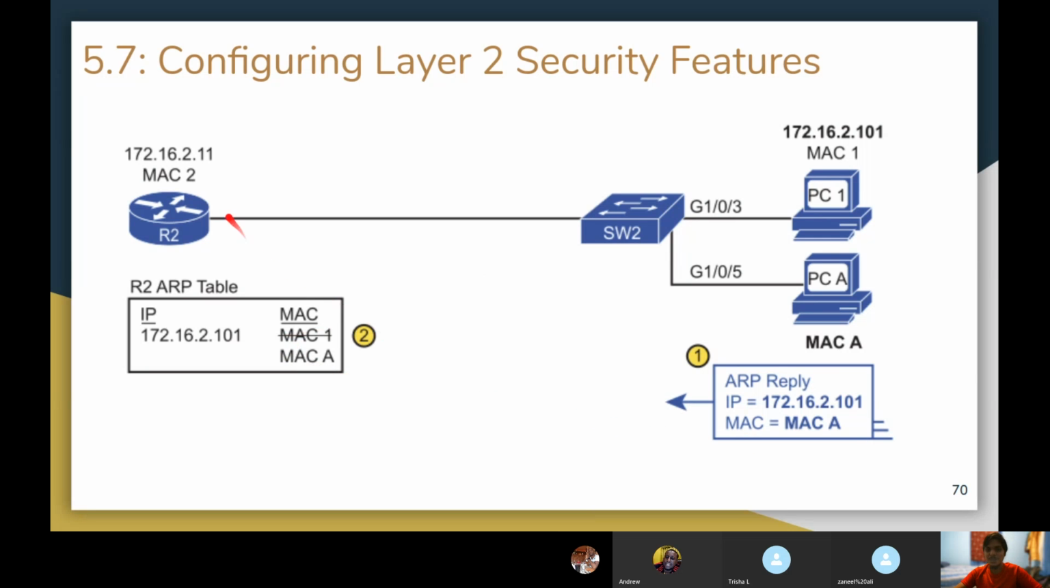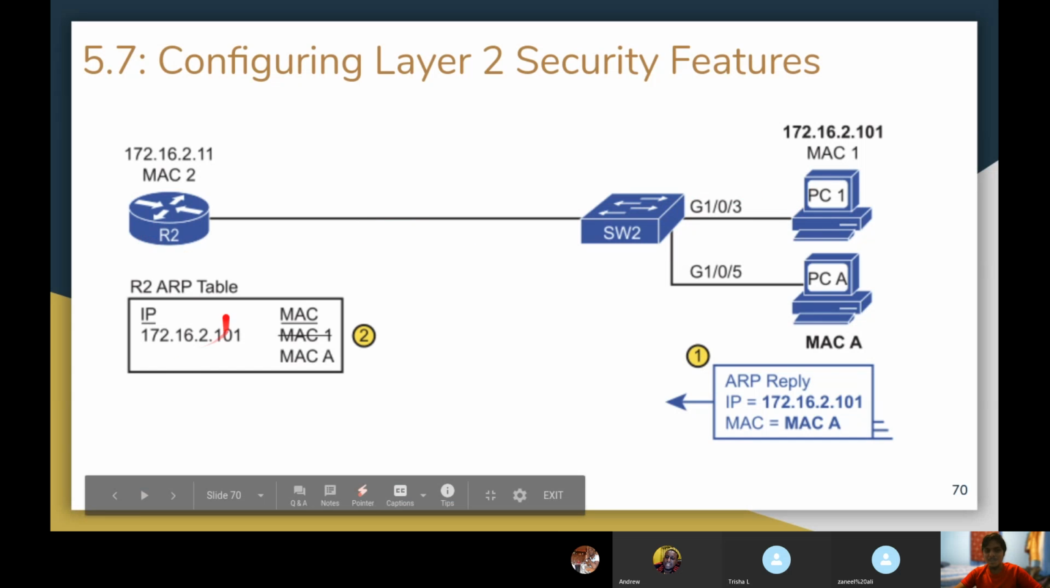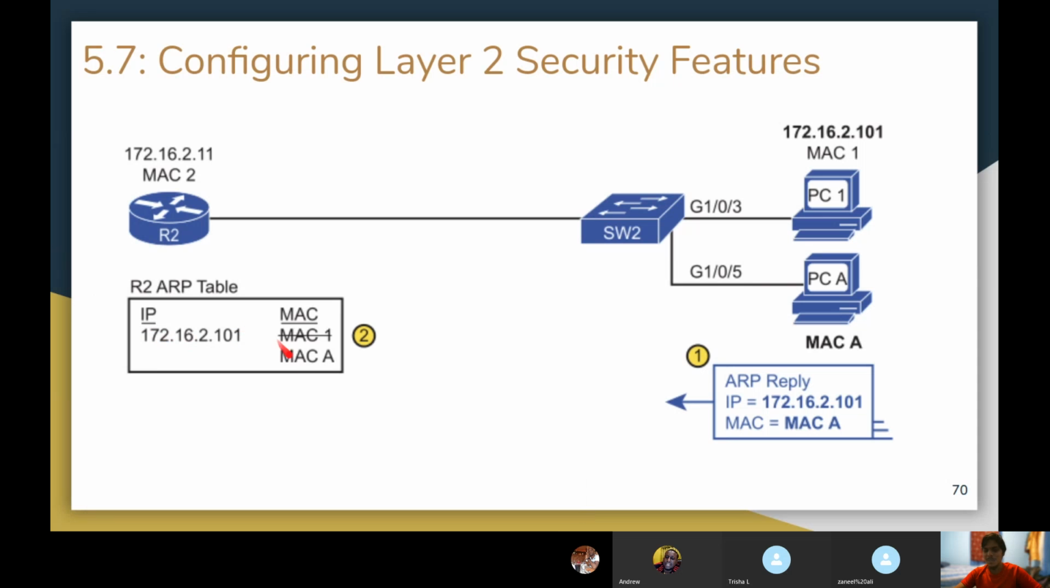So now, when this router wants to send messages back to these PCs, he's going to look at his ARP table, and then he's going to say, oh, I have this IP address here. I'm trying to send a packet to this IP address, but my ARP table says that this IP address corresponds to this MAC address. So the packet is going to come here, go here, and then go down here. It's not going to come here anymore. So you can see how this is dangerous, right?